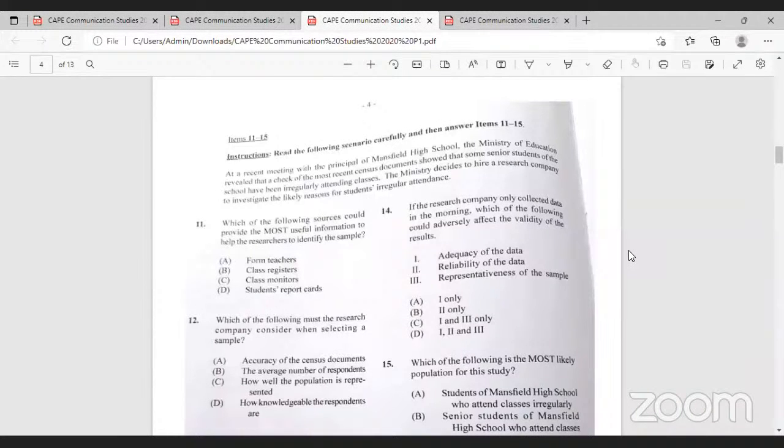12, which of the following must the research company consider when selecting a sample? Is it the accuracy of the census documents, the average number of respondents, how well the population is represented, or how well the respondents are knowledgeable? 12. Yeah, C, how well the population is represented.